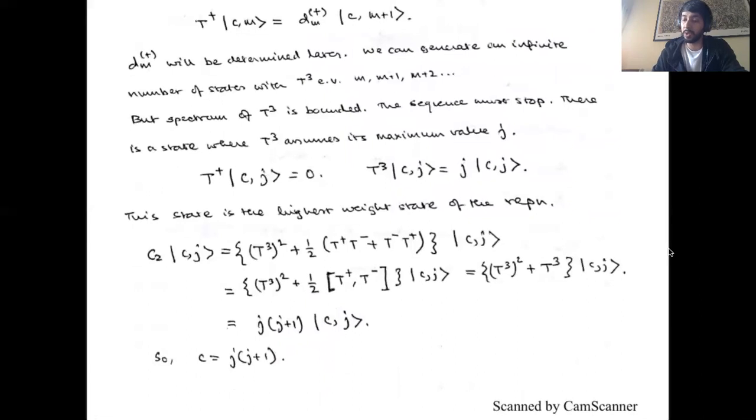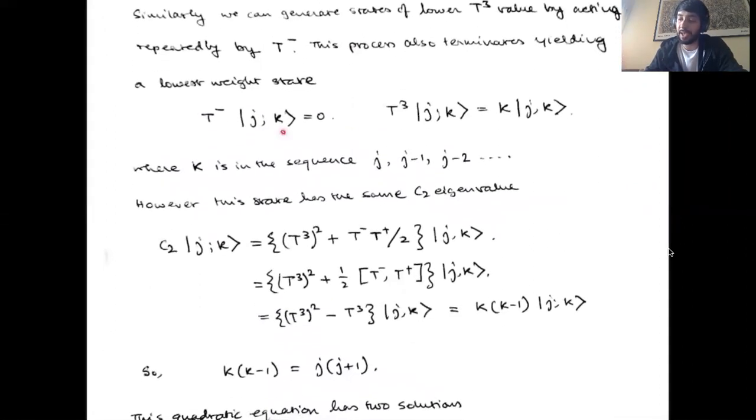Now you can figure out just by the algebra what exactly the C is, which links up to J, and you can find that C is actually J times J plus 1. So that was one thing. Similarly, we can lower things by t minus. Again, the spectrum has to be bounded from below, and this yields a lowest weight state. This lowest weight state we can call k. And since the value of C2 stays the same, this has to be j.